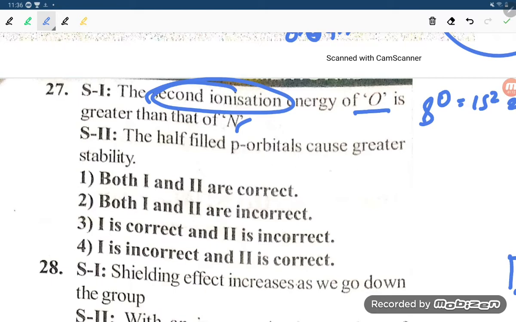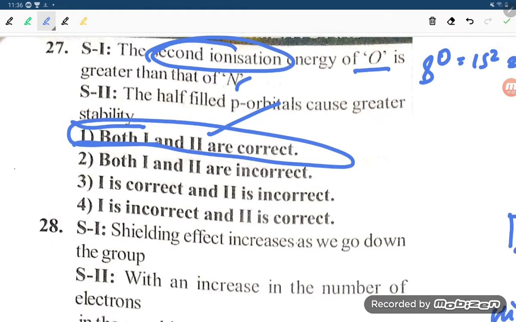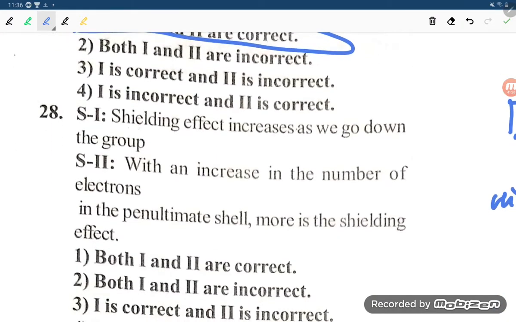The half-filled p orbital causes greater stability. Both are correct, student. Half-filled orbitals are more stable than those that are neither half-filled nor full-filled. So the correct option is option number 2, both are correct. Next question, statement 1.